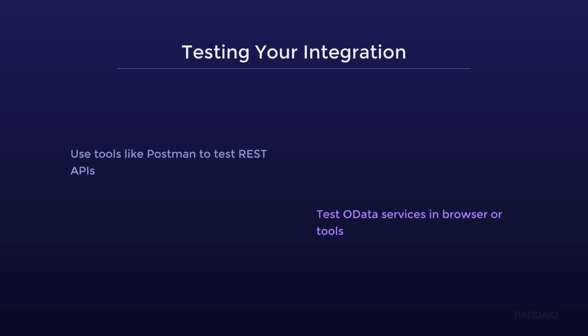Test OData services in browser or tools. This means you can directly check your data service in a web browser or specialized tools to ensure it works as expected. For example, you could test a product catalog service by entering its URL in your browser to see if product details appear correctly. This immediate validation confirms your integration is functioning properly.